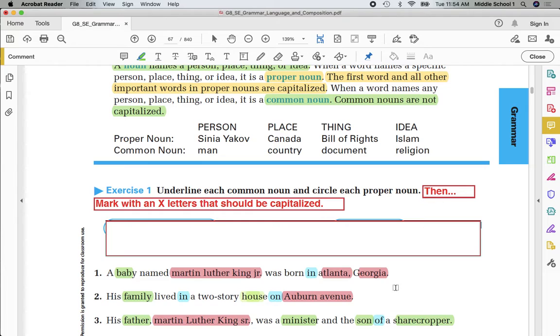Sentence 3. Simple subject, father. Common noun, underline. Minister, it's a person, I underline it. Son, I underline it. Sharecropper, it's the object of the preposition, it's a noun, I underline it, it's a common noun.